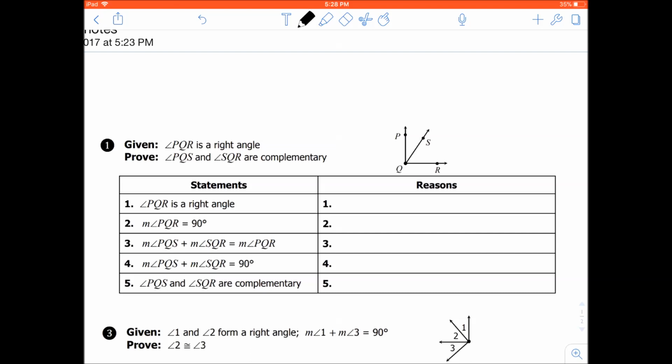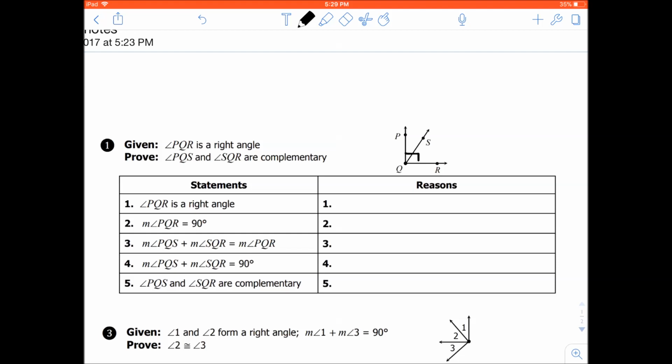And then it says what we're trying to prove is that PQS and SQR are complementary angles. So that should make sense. If I look at my picture, I see that PQS and SQR together make that right angle. And complementary angles are angles that add up to 90.